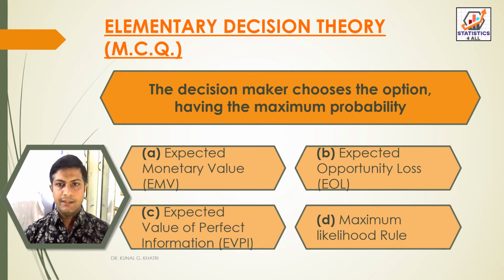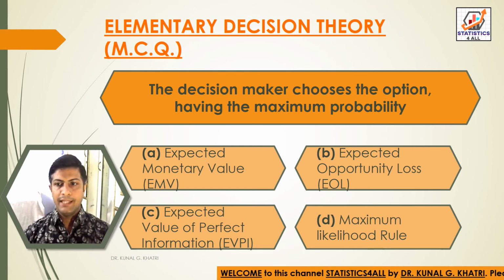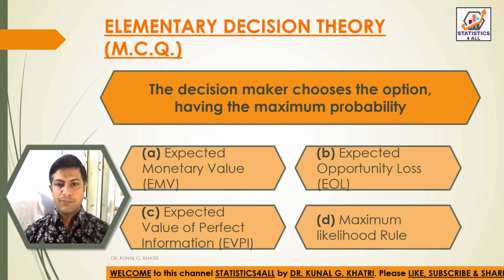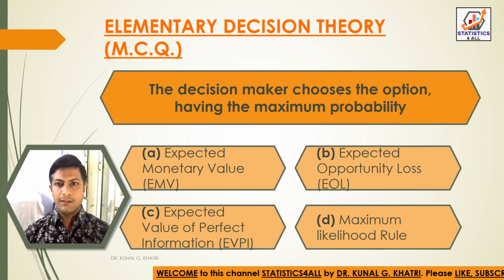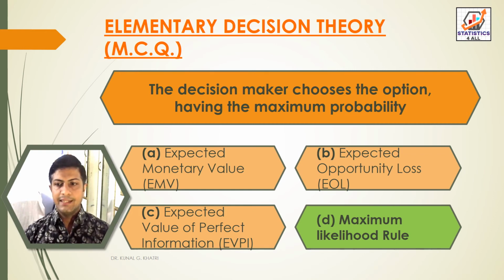Next question. The decision maker chooses the option having the maximum probability. Option A, expected monetary value. Option B, expected opportunity loss. Option C, expected value of perfect information. And option D, maximum likelihood rule. So here we have answer option D, that is maximum likelihood rule. The decision maker chooses the option having the maximum probability, that is maximum likelihood rule.